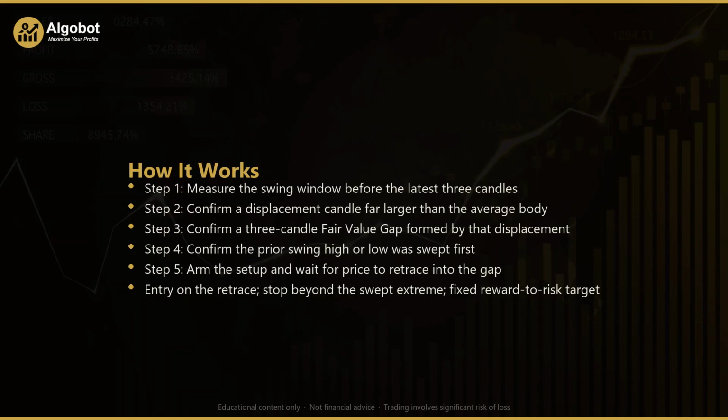But the gap alone is not enough. The sweep must come first. For a long, the lowest low across Candle 1 and Candle 2 has to dip below the reference swing low, proving that sell-side stops were raided. For a short, the highest high must poke above the reference swing high. Only when both the sweep and the gap line up does the EA arm the setup. Once armed, the strategy waits patiently. It does not enter immediately. It waits for price to retrace back into the gap zone. A long fires when a later candle's low dips into the bullish gap.